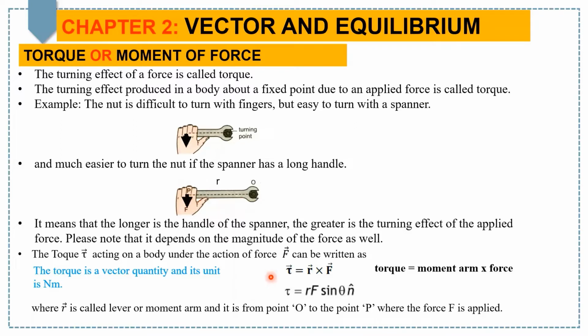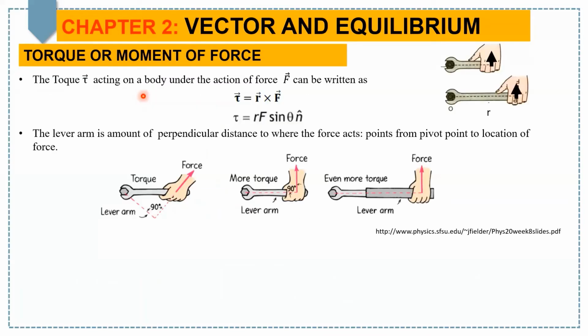Mathematically, we can write the torque as the cross product of two vectors, force and moment arm. So it means torque equals moment arm cross force. Because this is the cross product between force and moment arm, the third vector which is produced as a result is also a vector. Hence, torque is a vector quantity and its unit is Newton meter. You may define 1 Newton meter torque as the torque caused by a force of 1 Newton acting perpendicular to a moment arm of 1 meter long.